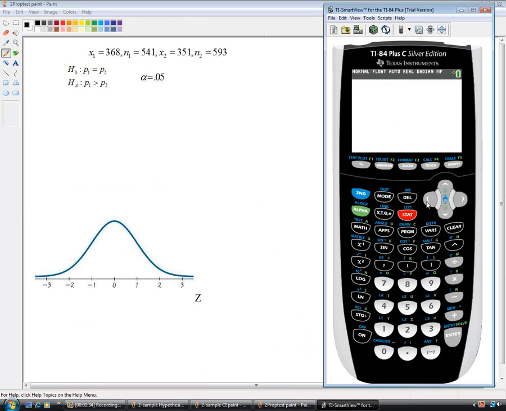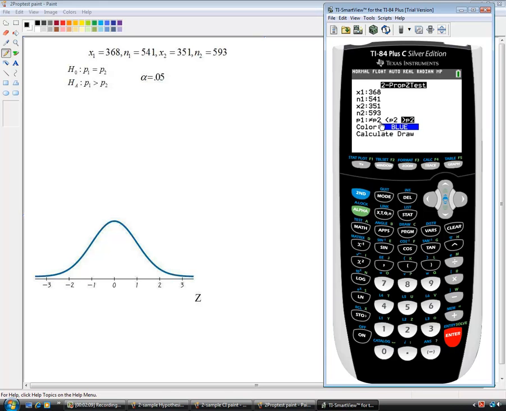Alright, so stat tests, 2-prop z test. I have all the information entered. x1 is 368, n1 541, and so forth. If you're in a situation where instead of using the values of x and n, you're given p hat and n, remember that you just need to multiply those to get the x values. If it turns out to be not an integer, or not a whole number anyway, then you need to round that, otherwise the calculator won't work for you.